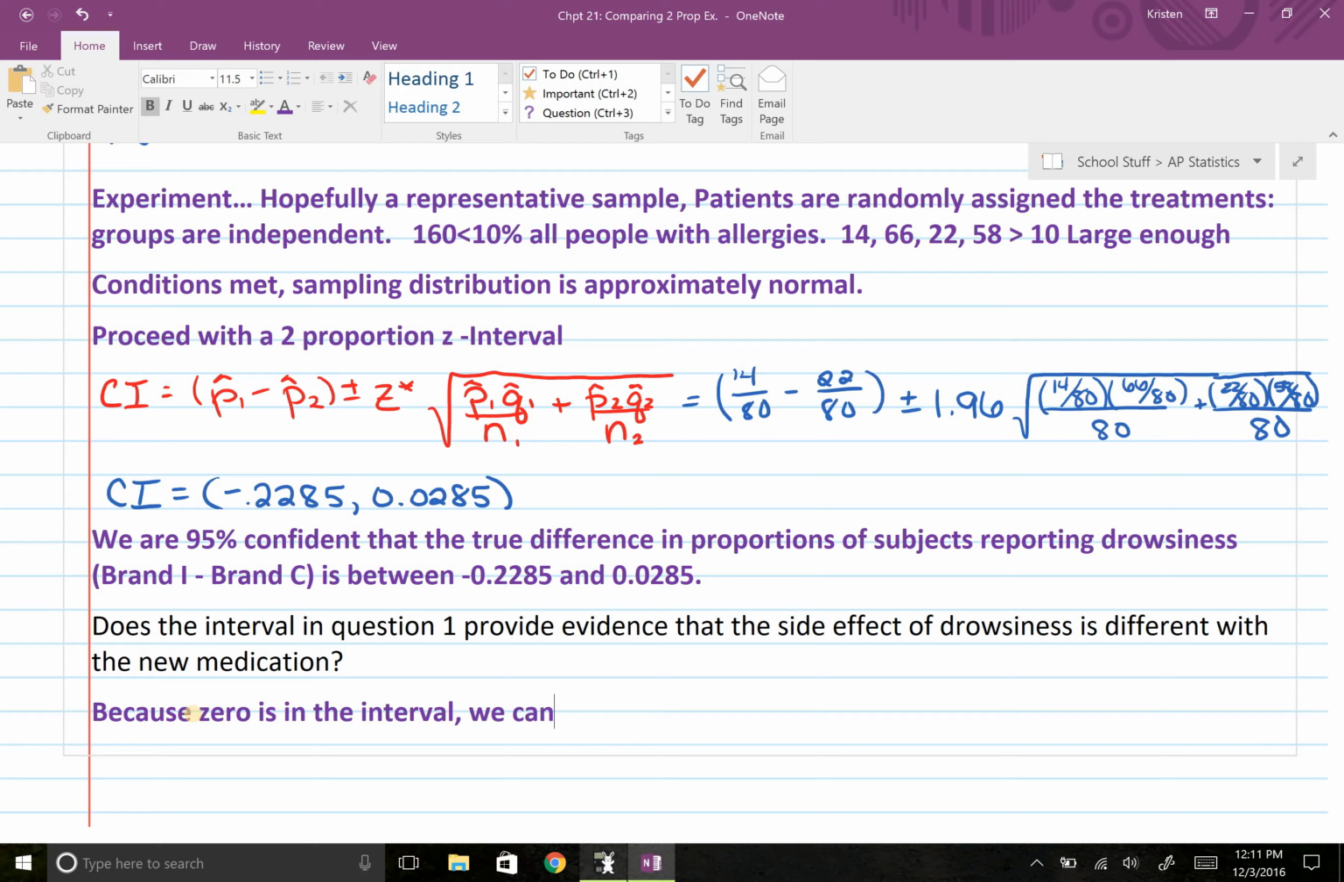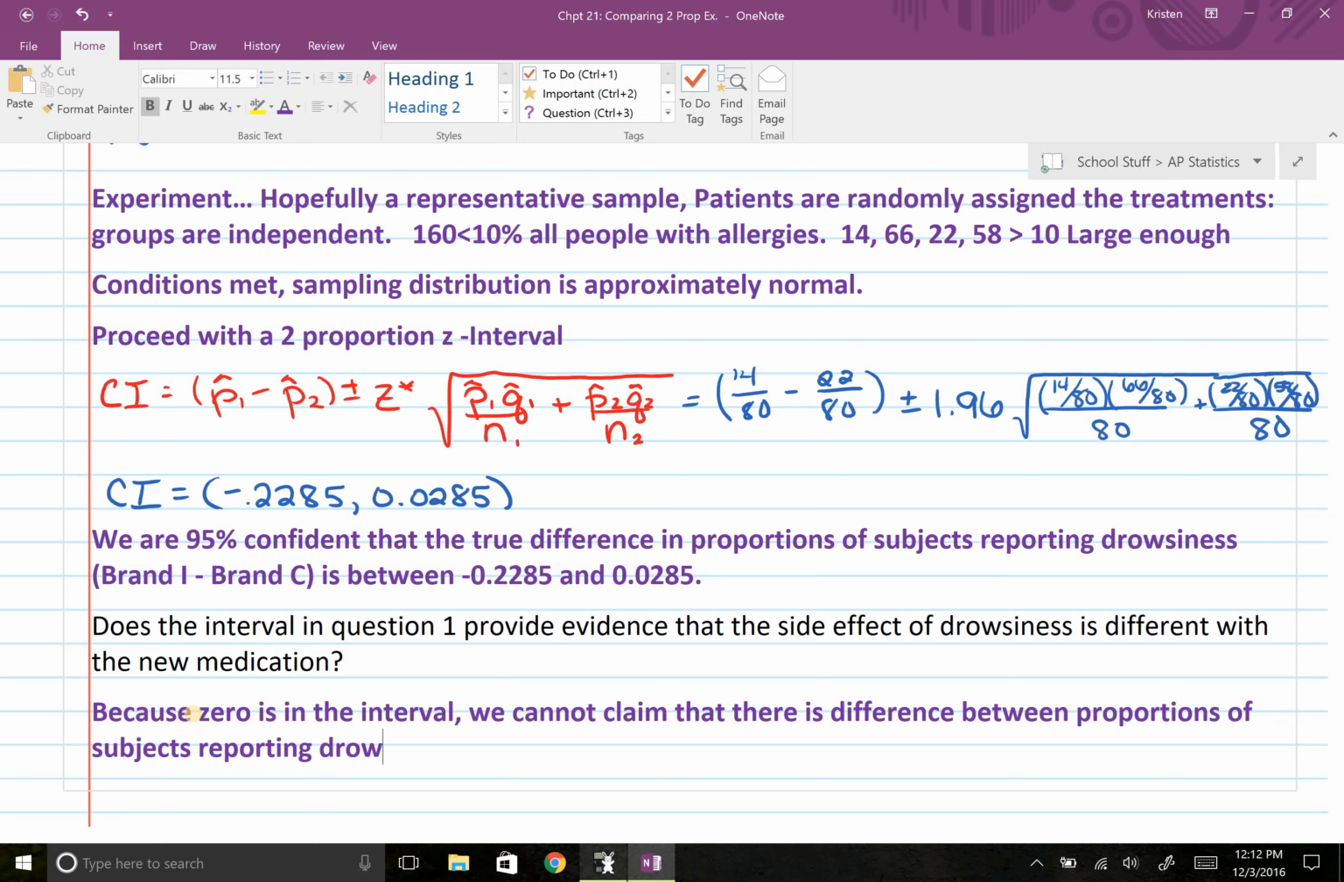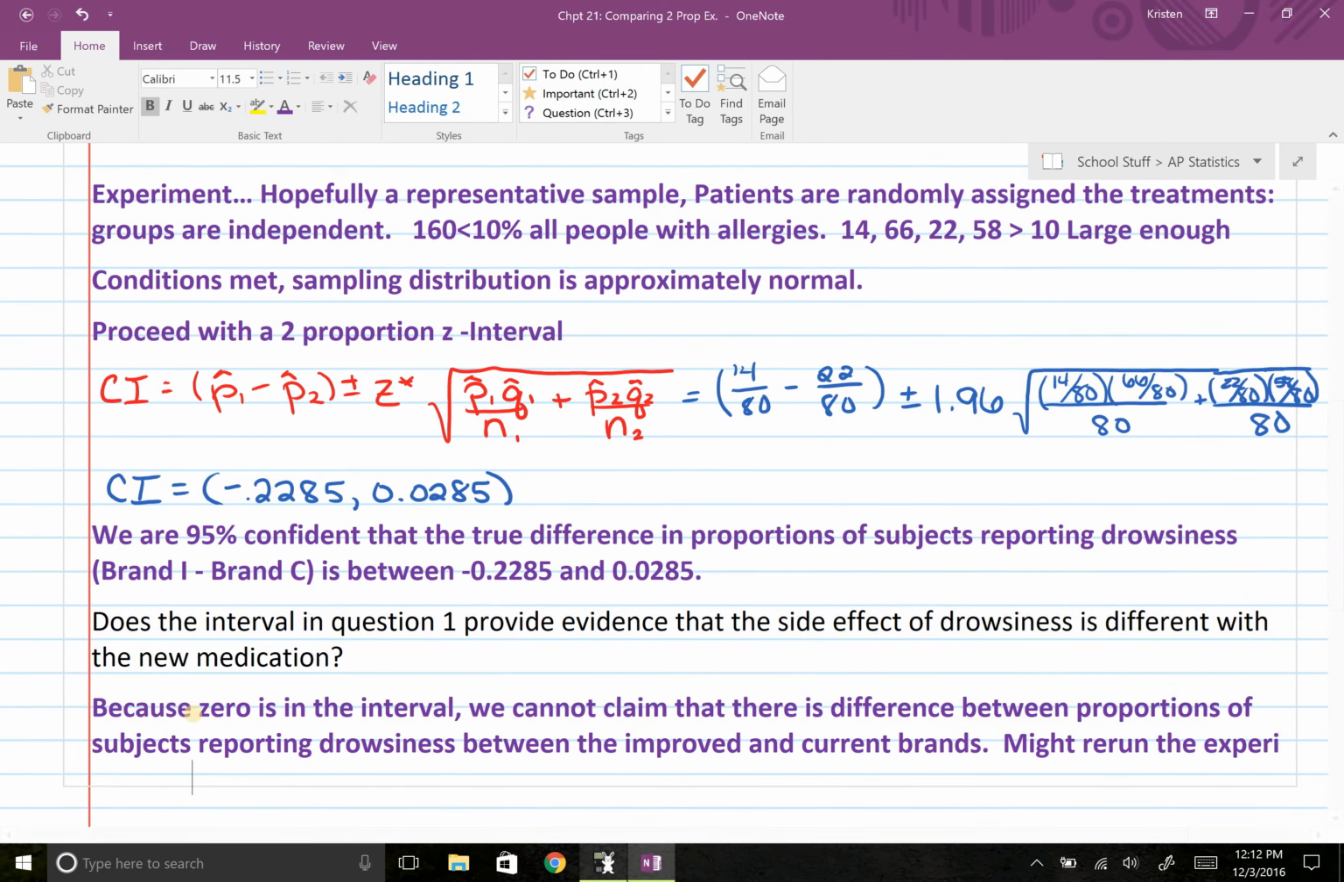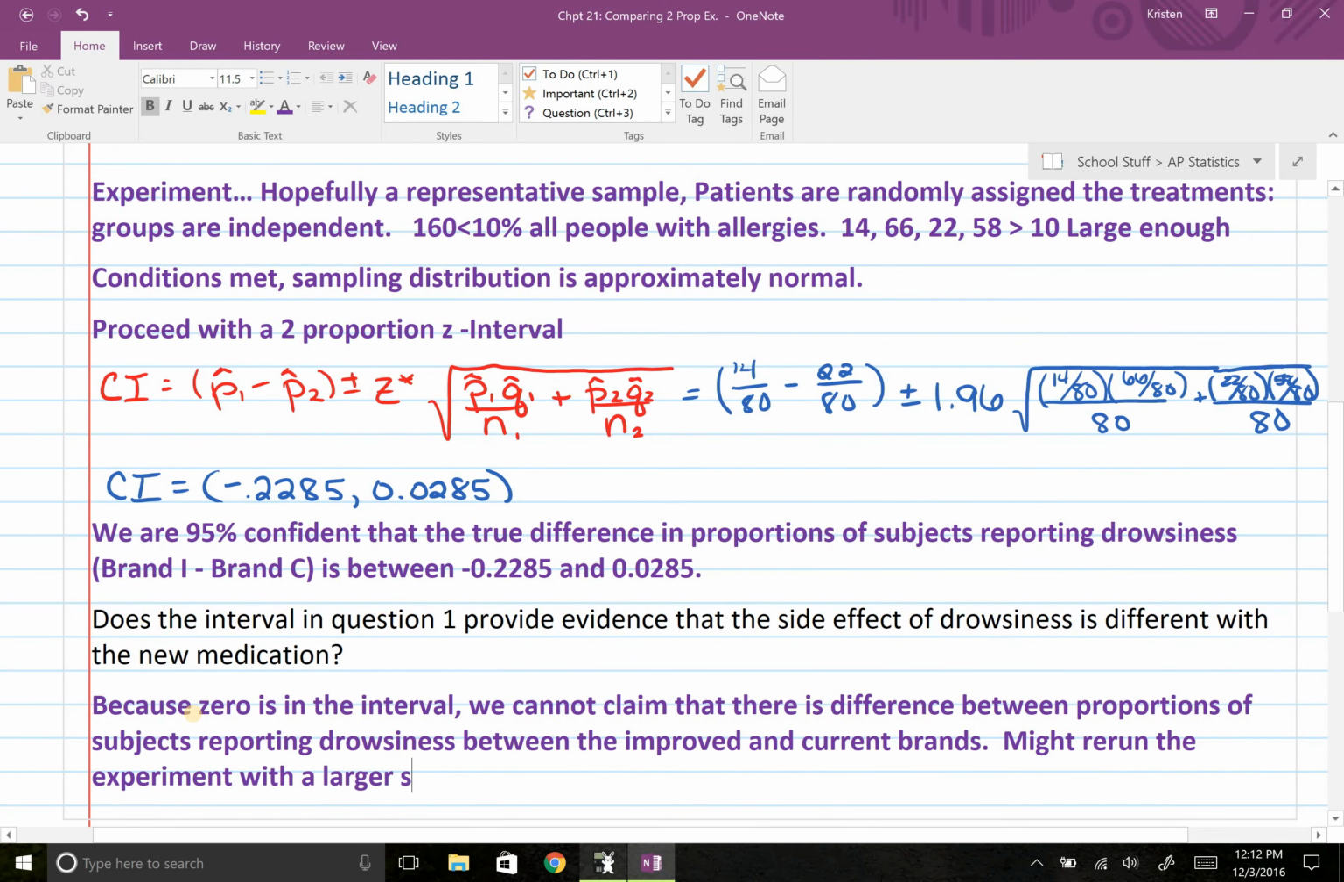we cannot claim that there is a difference between proportion of subjects reporting drowsiness between the improved and current brands. So you might want to rerun the experiment with a larger sample size.